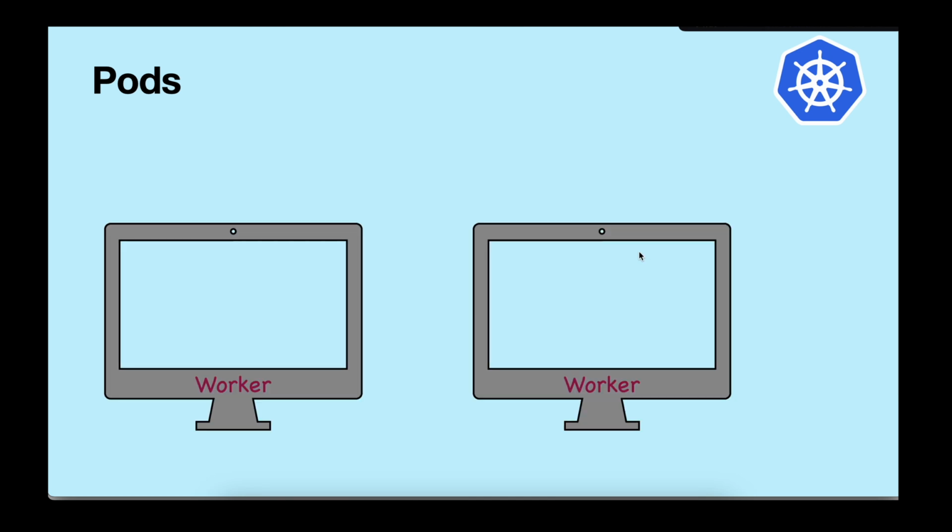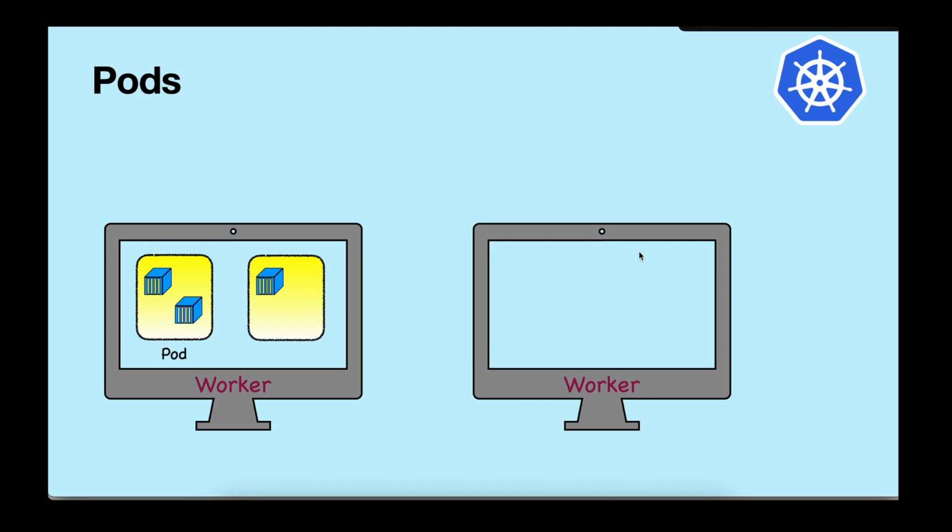So what is a pod? The fundamental unit of deployment in Kubernetes is the pod. A pod represents a single instance of a running process in your cluster. It can contain one or more containers that are tightly coupled and share the same resources, such as network and storage.